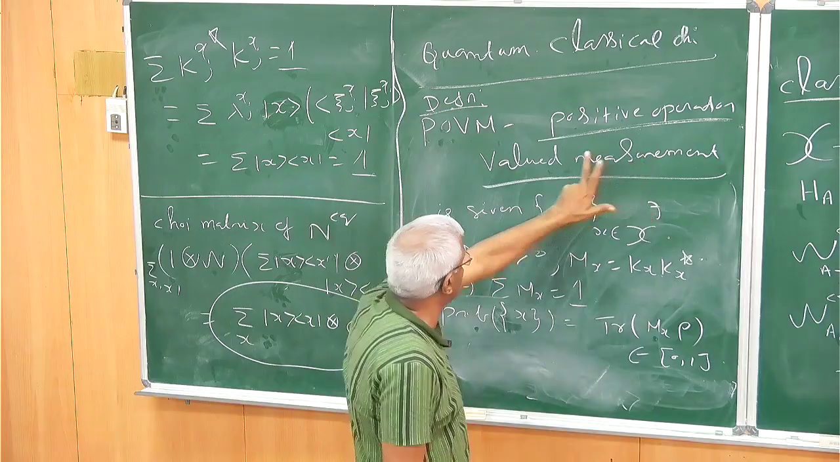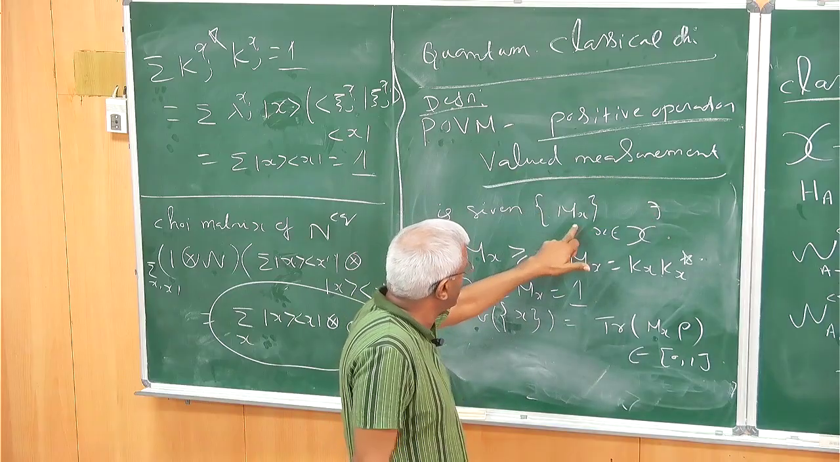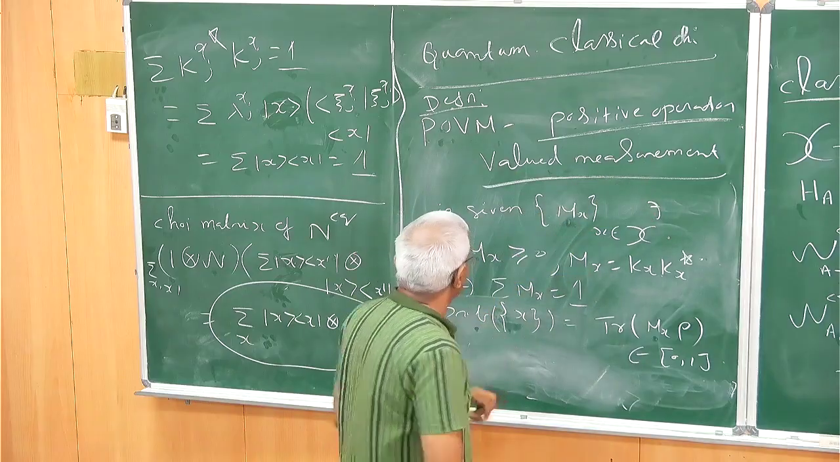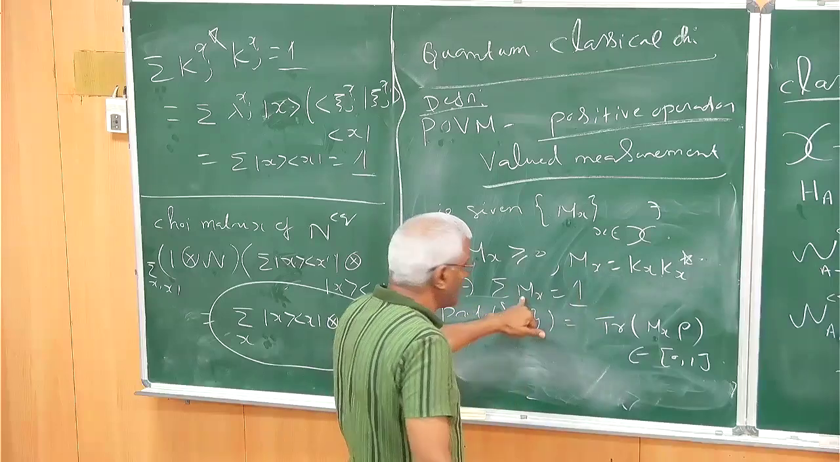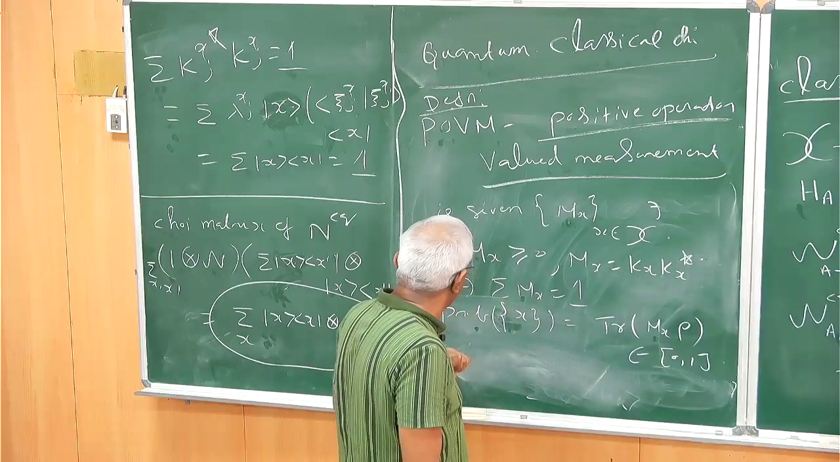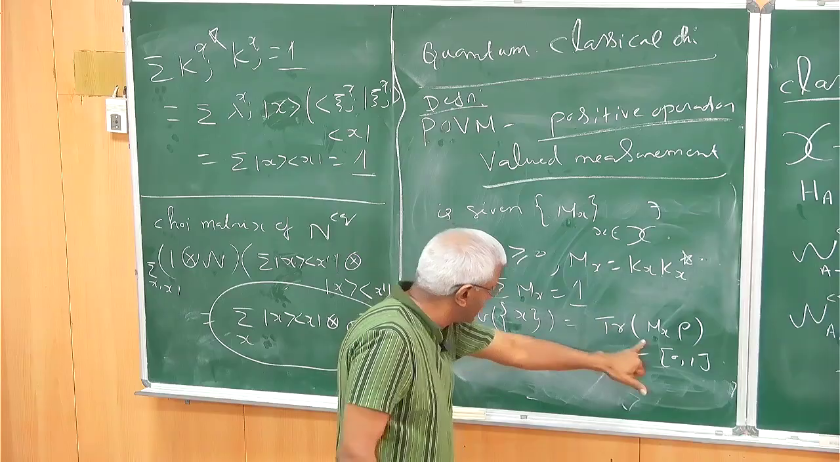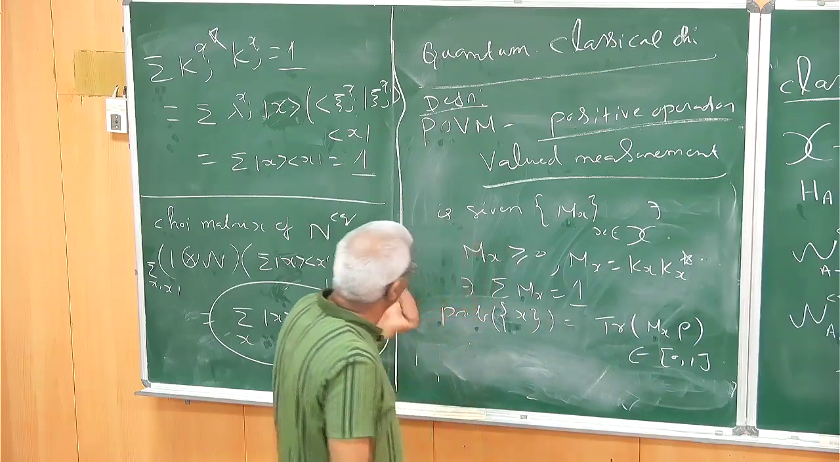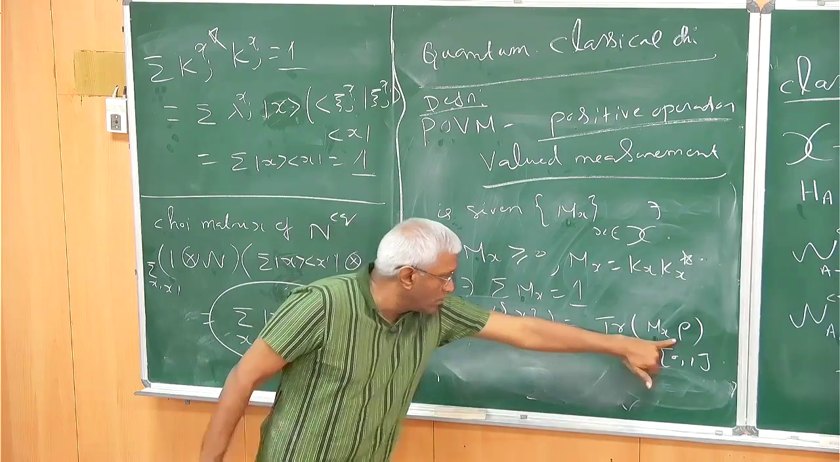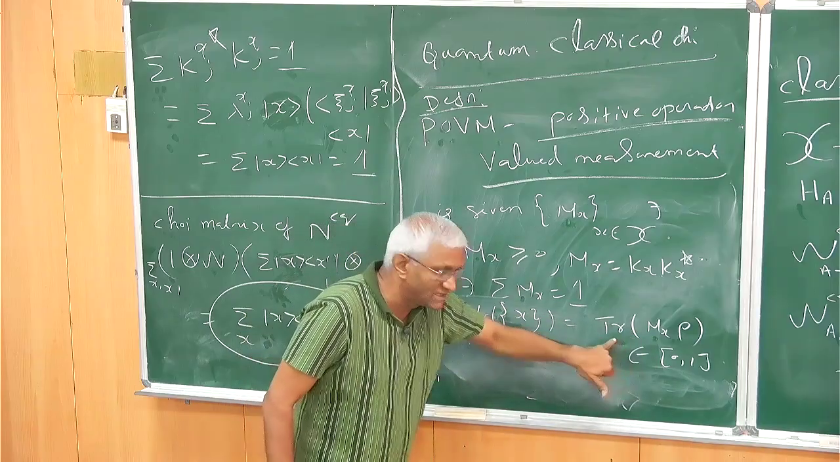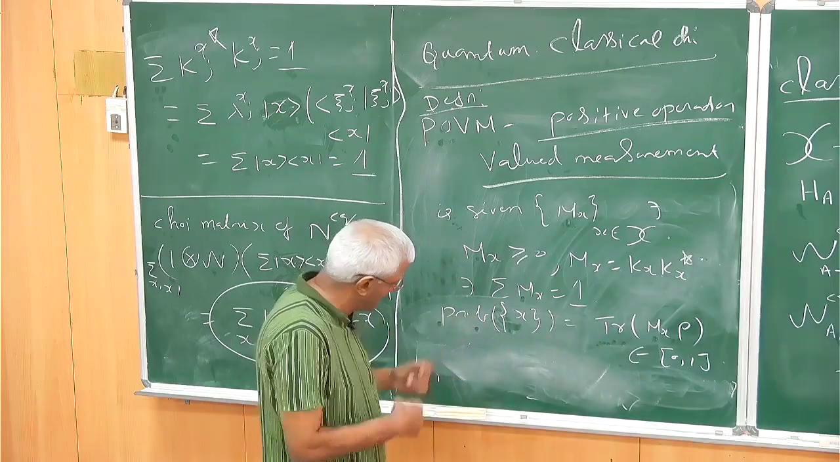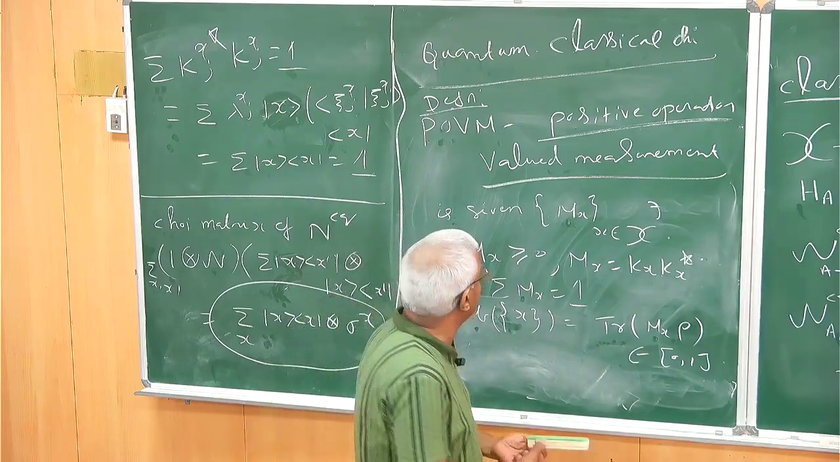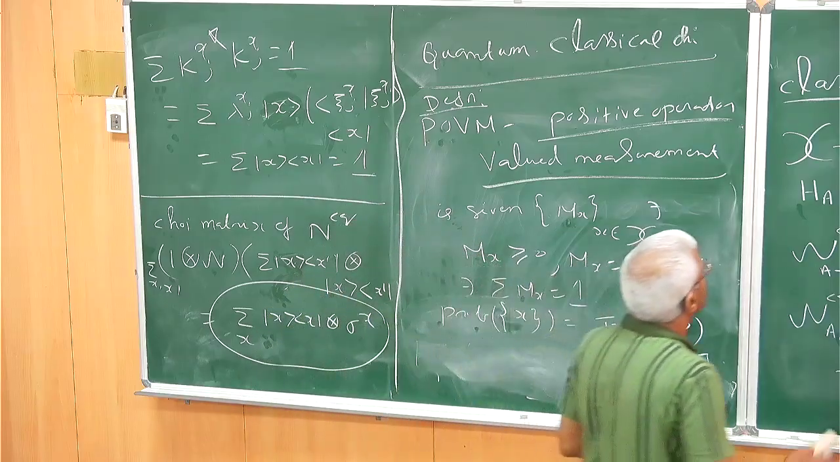POVM, which is positive operator valued measurement. For that, we have a set of positive operators M_x such that the M_x add up to 1. Then the probability of any singleton x is given by this. So this is a probability distribution, as you can see. It will take a quantum state rho to a probability distribution given by these numbers. That's what is called a classical quantum classical channel. Okay.